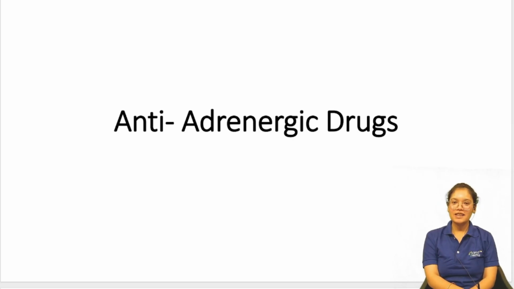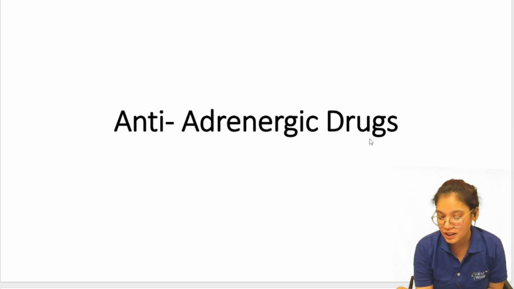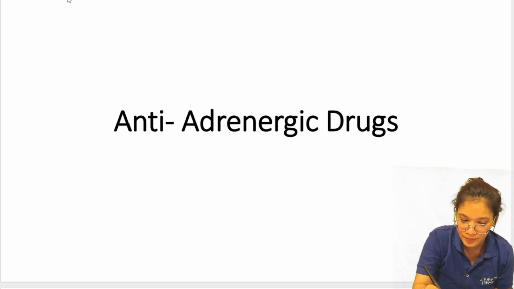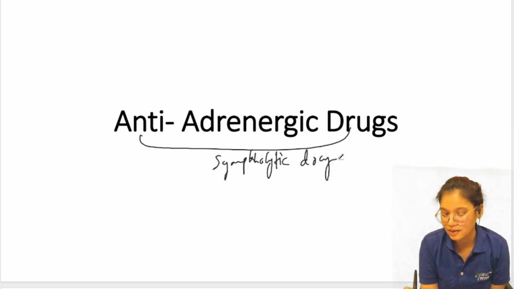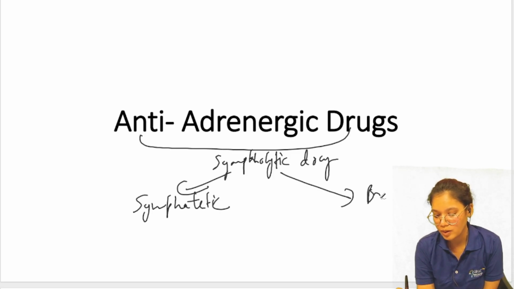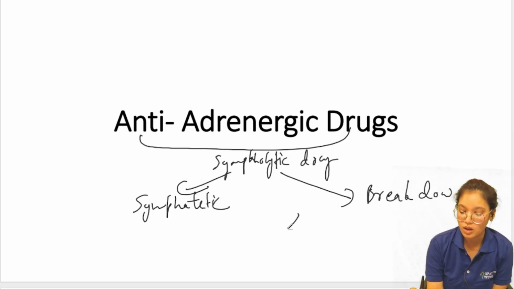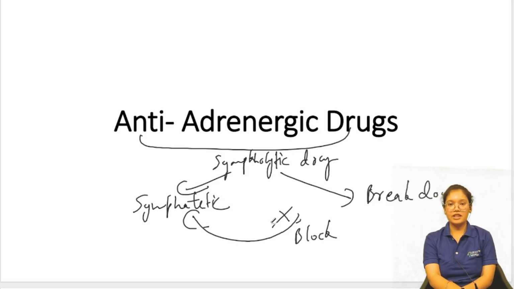So without wasting any time, let's start my video lecture on anti-adrenergic drugs. So what are anti-adrenergic drugs? Anti-adrenergic drugs are also called sympatholytic drugs. Sympatho means sympathetic system and lytic means to break down. So basically these sympatholytic drugs work by blocking the action of the sympathetic system.